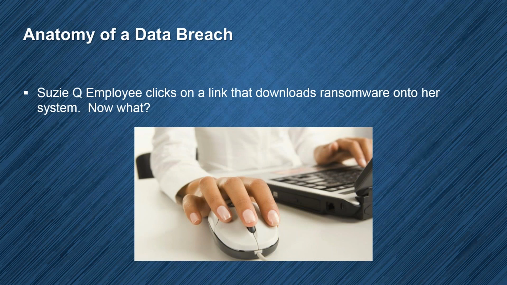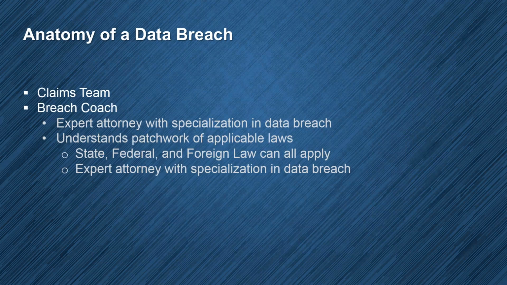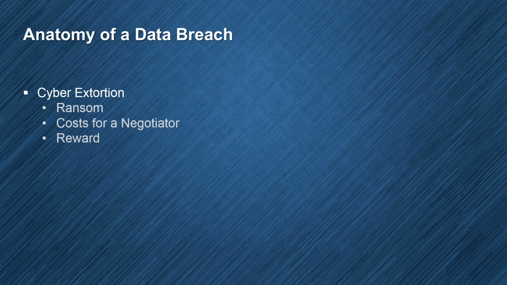So Susie Q, employee, clicks on a link and downloads ransomware. Now what? First thing that we want to do, we want to call the claims team. The claims team is going to work with a breach coach or put the insured in touch with a breach coach. And a breach coach is an expert attorney. Right away, you want that expert attorney involved because any information that comes out of what we find is now privileged information. And they're going to understand all the different laws of all the different states, okay? And they are extremely specialized in data breaches.